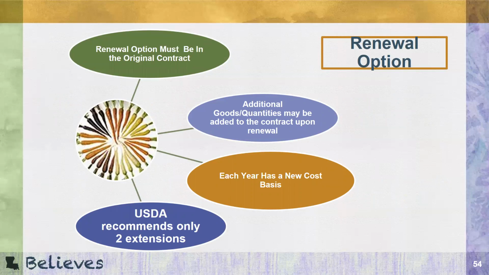I don't know whether it's feasible right now, but I do like putting contract renewals in for an additional year if you can, but it must be listed in the original contract. Any additional goods and or quantities also have to be added to the contract upon renewal using a contract amendment.